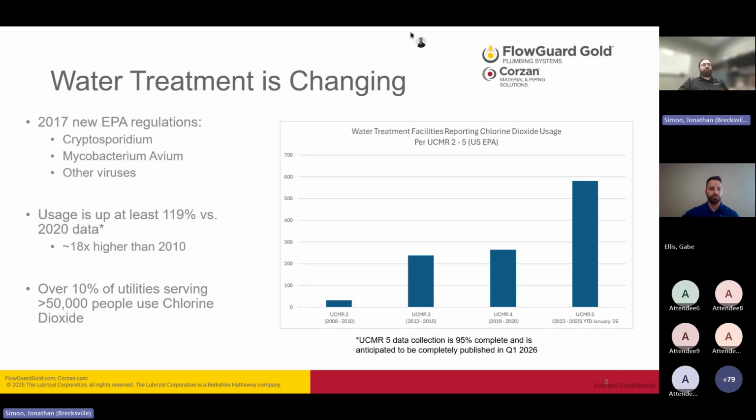Because of that, we have seen this huge spike in chlorine dioxide usage. Since 2020, we've seen it more than double, up 119%. And compared to 2010, it's more than 18 times higher in terms of the usage of chlorine dioxide. And today, we estimate that about 10% of utilities serving a population of 50,000 or more is using chlorine dioxide for either primary or secondary disinfection.